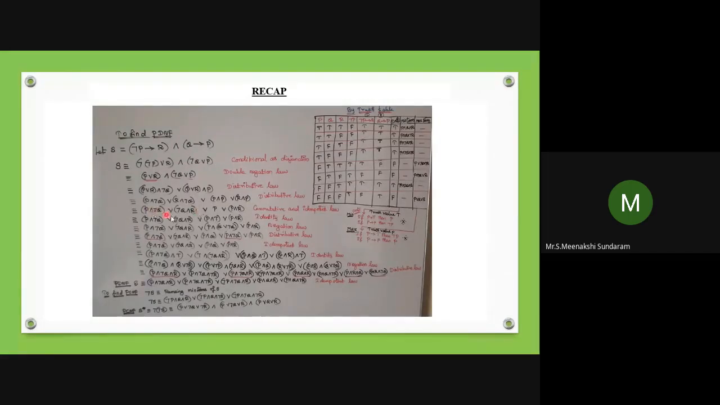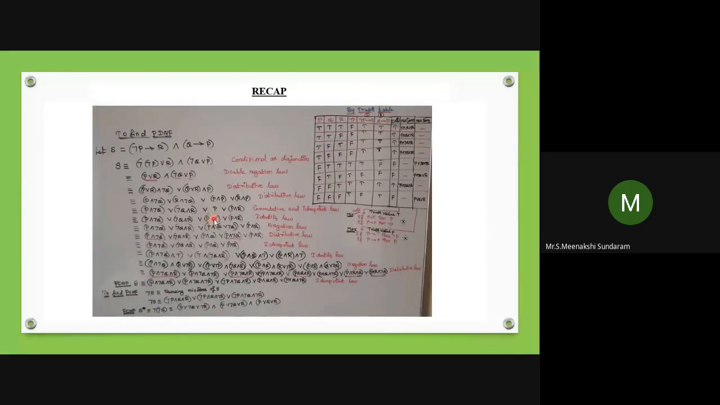Outside is disjunction, inside is conjunction. So DNF is coming. But canonical form means all 3 variables must be there. Here there are 2 terms, here only a single term, here 2 terms. That's why I want to make this term into 2 terms.